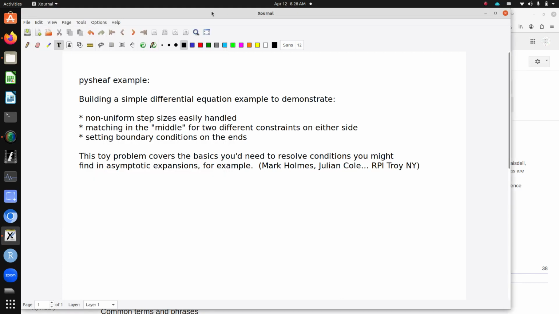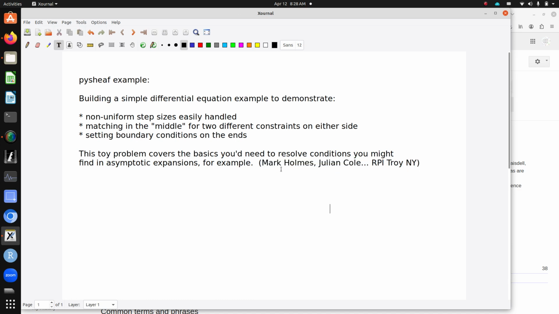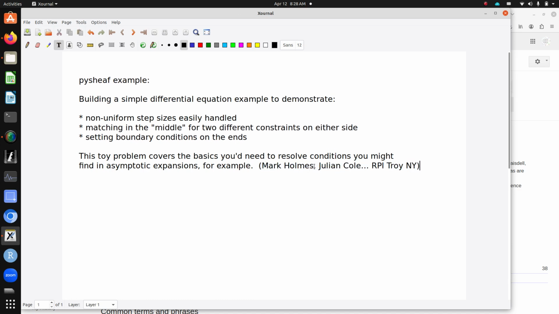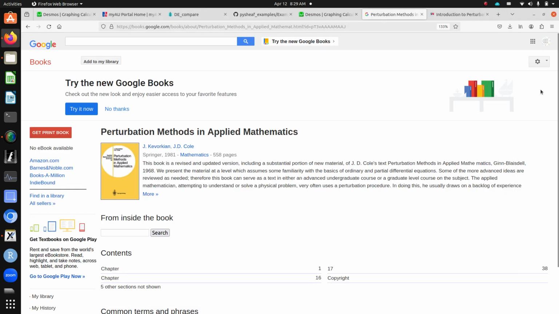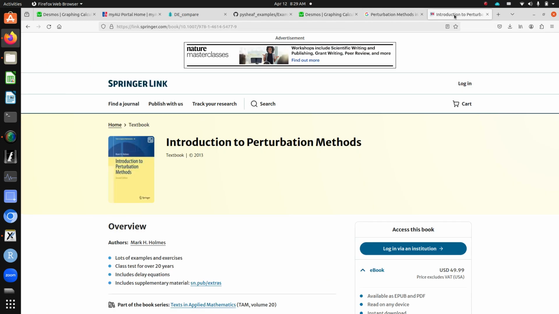So this recording is inspired by time that Michael Robinson and I spent at Rensselaer Polytechnic Institute in Troy, New York, and sort of a shout out to Mark Holmes and Julian Cole. Mark Holmes is still teaching at RPI, and just the kind of things that these guys were famous for. So here's Julian Cole's textbook on perturbation methods.